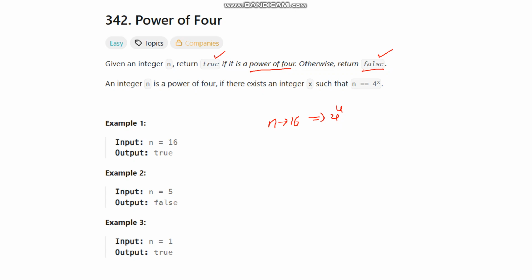4 power 2. What is 4 power 2? 16. Yes, the answer is true here. We can get the answer as a true value. The output is true.